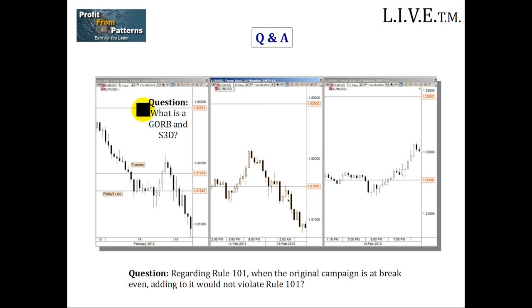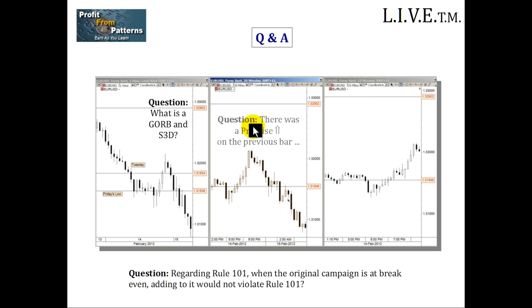The S3D, as you know by now, 3D, three-dimensional, implies looking at more than one market than the one you're trading. An S3D is a reversal setup. Likewise, the GORB is a reversal setup. So there were two reversal setups, and unfortunately, I can't really honestly share the details with you at this stage.